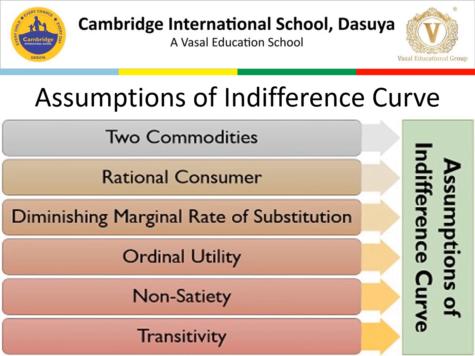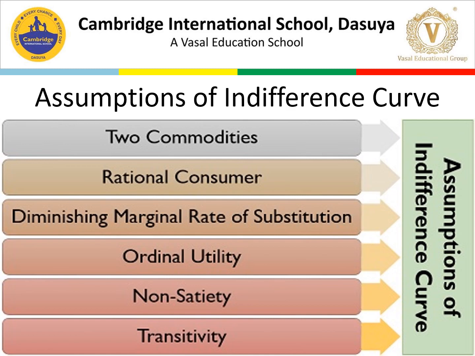So the last point is transitivity. They always transfer from one commodity to another, and they are always thinking of moving from one combination to another for the highest level of satisfaction. So these are the assumptions which we always think of while preparing an indifference curve.